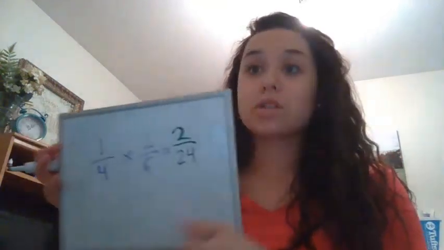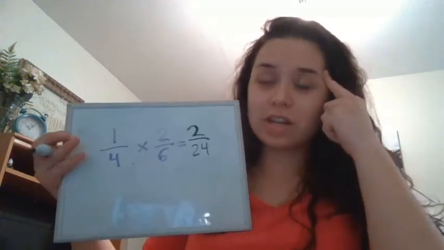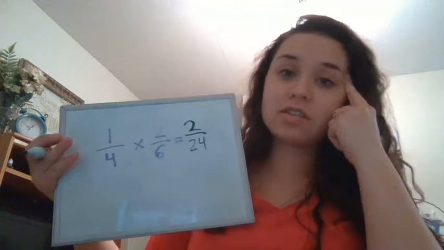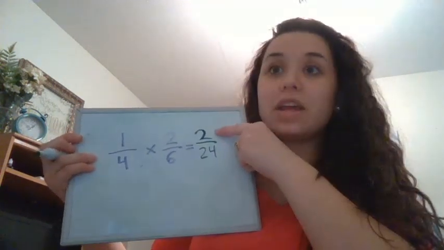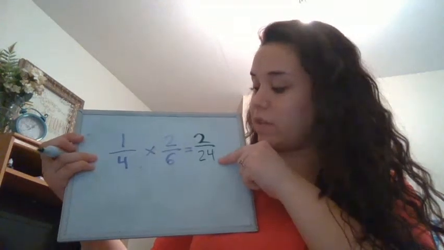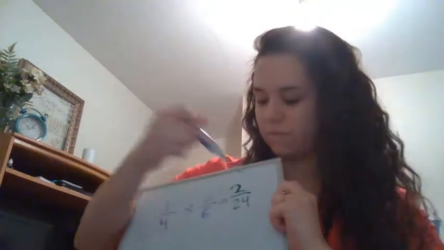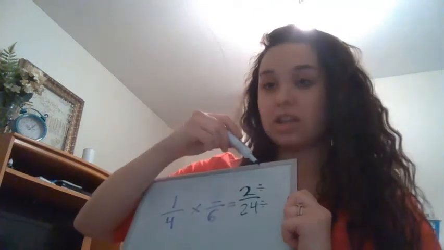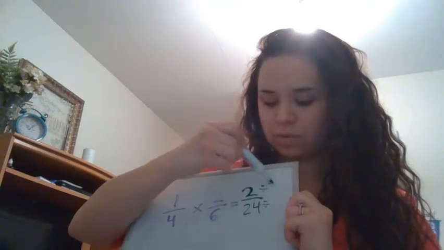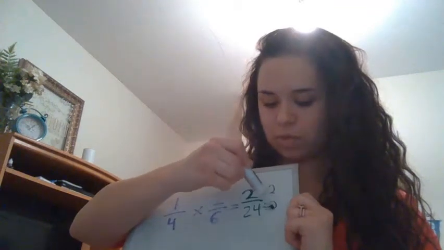Okay, so time for simplifying. I always think first, can I divide the numerator and the denominator by 2? So let's look and see. Can I do 2 divided by 2? Yes. 24 divided by 2? Yes. So let's go ahead and do it. I'm just going to write my little division sign. They need to match on the bottom and the top. So I'm going to put 2 on the top, 2 on the bottom.